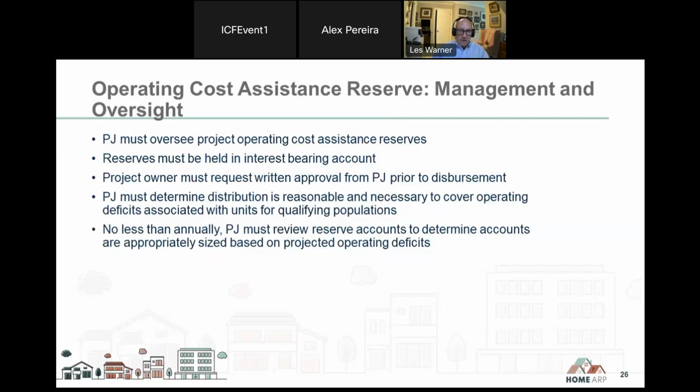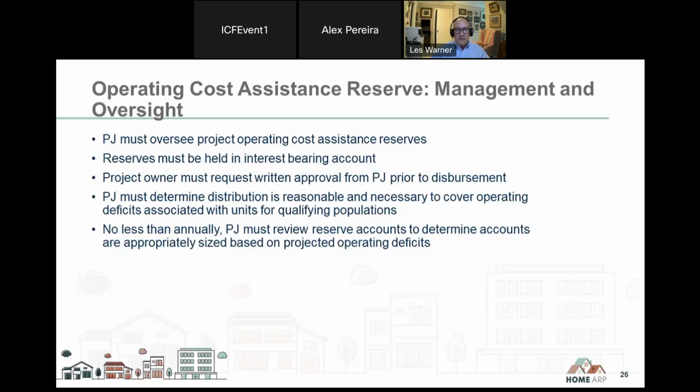So as you can see, there is a risk for the PJ throughout that compliance period for the project. So the PJ really needs to have some systems in place, sort of a schedule, and be thinking through how are we going to provide enough oversight to make sure that these projects continue to be viable, they continue to serve the population, that they are meeting those requirements. So one of the things that we need to do because of our targeting on this, making sure that our projects remain financially stable, is really overseeing the operating cost assistance reserves.